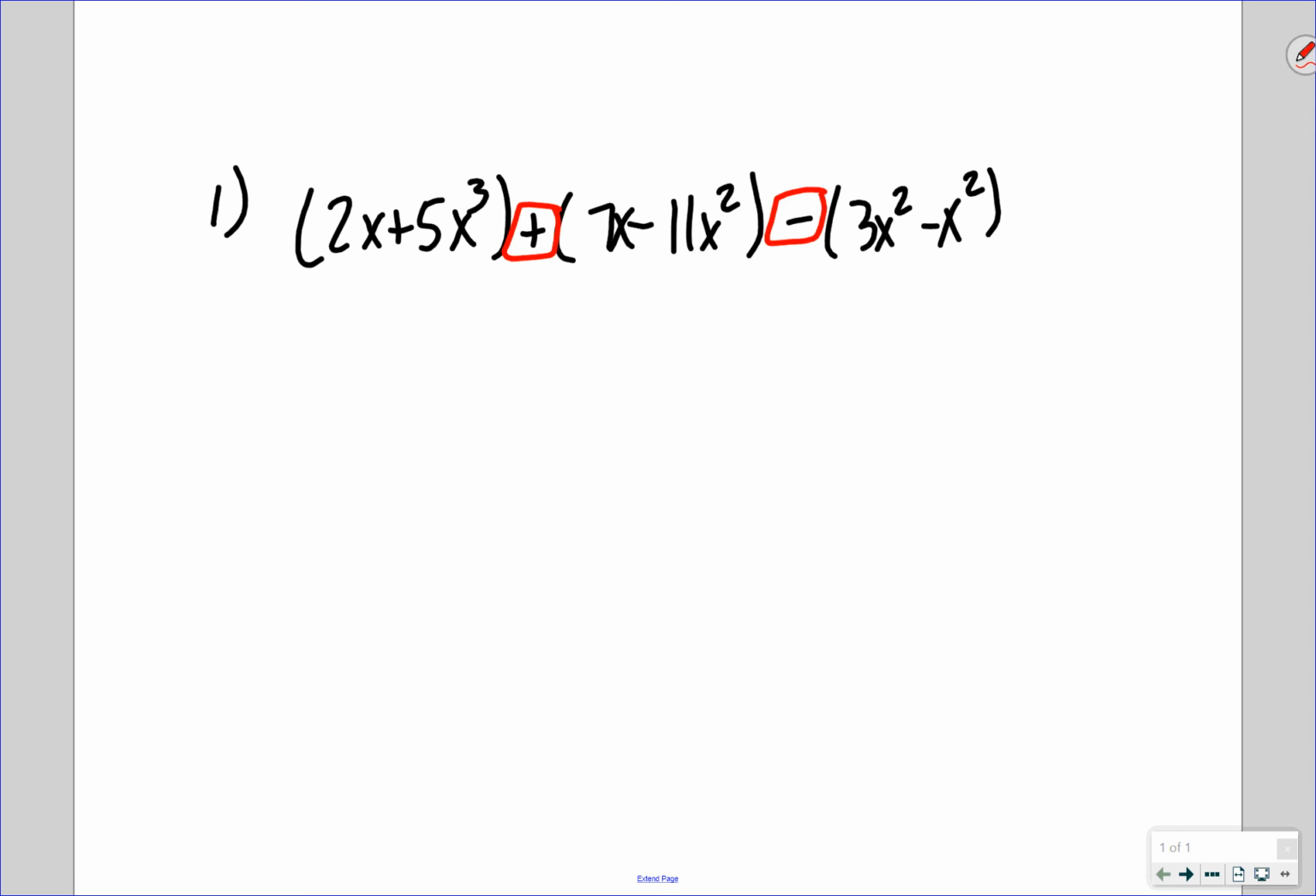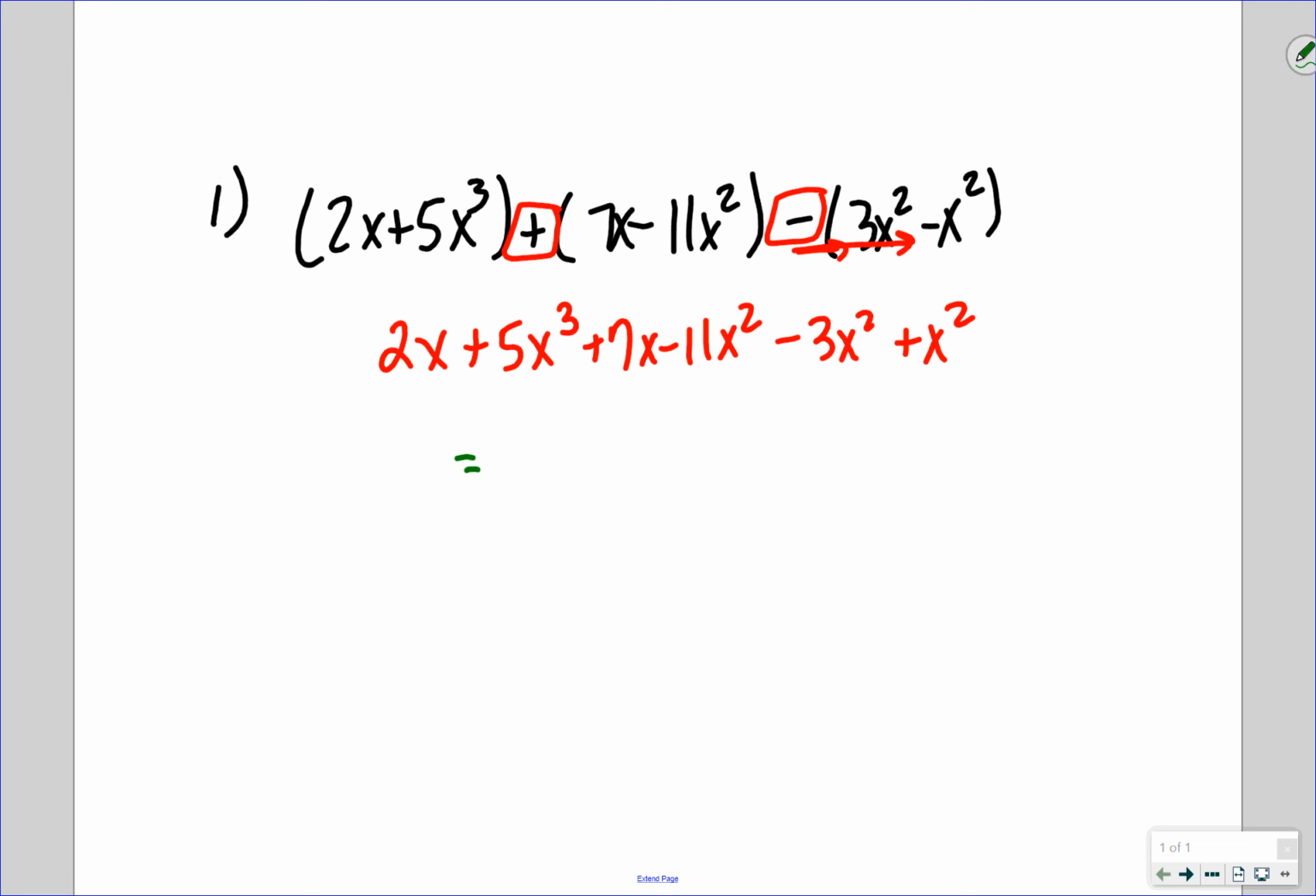So when I add things, no signs are going to change. I can drop my parentheses: 2x plus 5x cubed plus 7x minus 11x squared, and then the minus will affect everything that comes after it. I'm going to subtract this 3x squared, so minus 3x squared, and subtract this negative x squared, which would make it a plus x squared. And now I'm just going to combine my like terms.